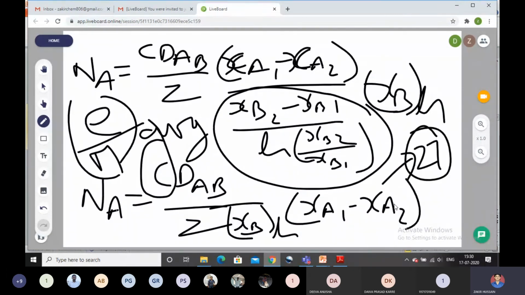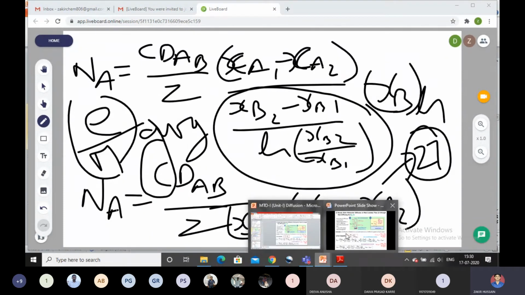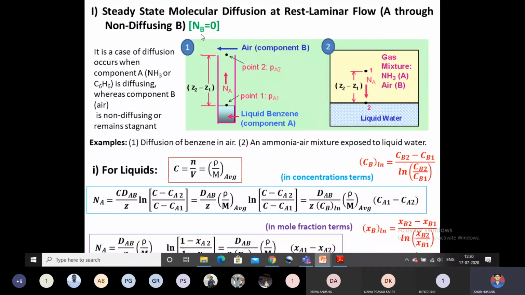All these equations are applicable only for the case of A through non-diffusing B, where NB is 0. So component B is retained in a stagnant region, or it is constant. It is not diffusing at all. All these equations are applicable for liquids, and that too only in the A through non-diffusing B case.